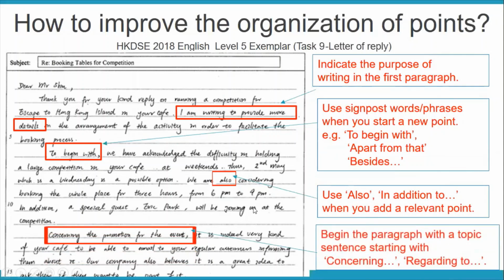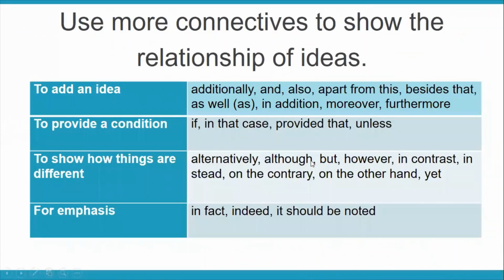A good topic sentence can also let the reader understand the main idea of the paragraph. So you can begin the paragraph with a topic sentence starting with "concerning" or "regarding." In that way, the purpose and the main idea of each paragraph will be very clear to the reader because it is more organized. You should also use different kinds of connectives to show the relationship of ideas. You can pause the video and watch them later.